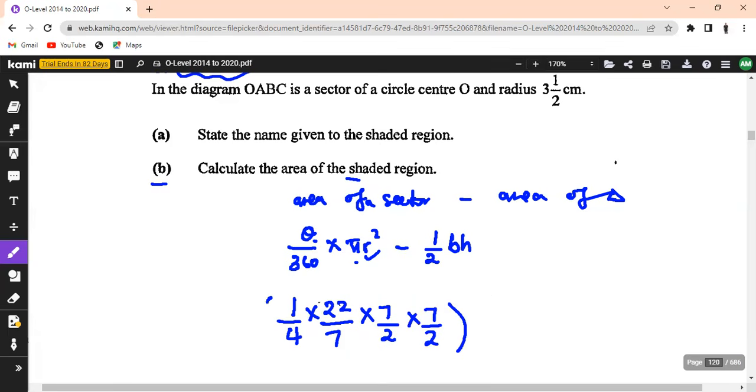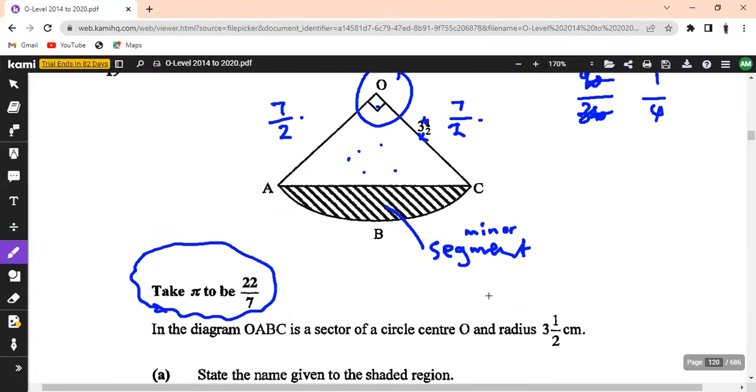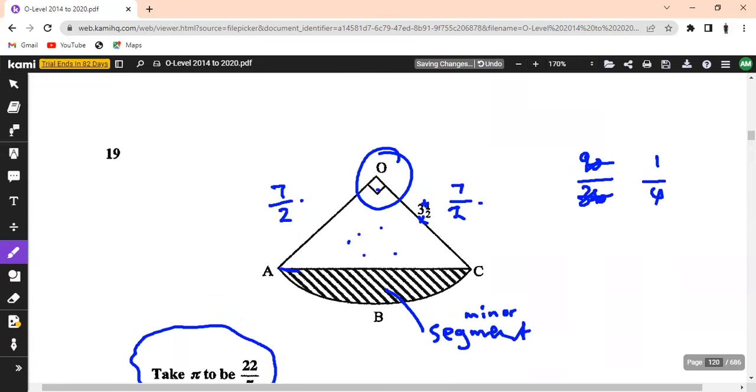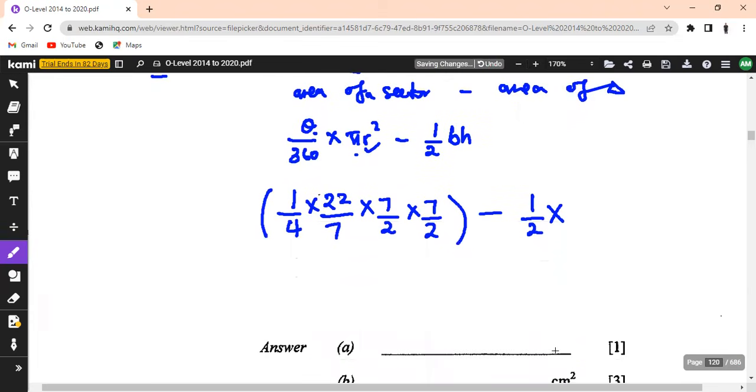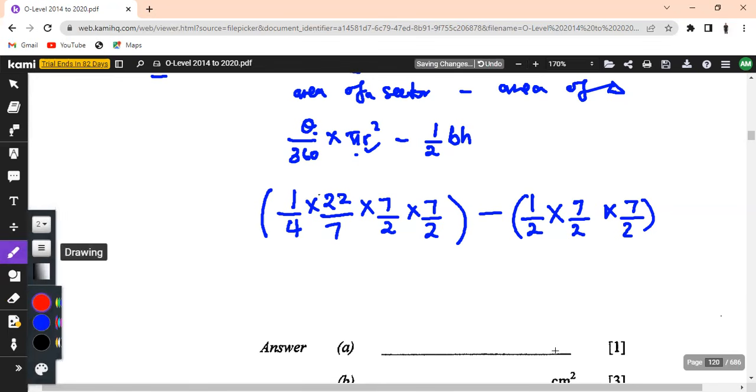So this is the area of the sector minus the area of the triangle, which is half base times perpendicular height. So it's going to be half of the base of this triangle. As you can see from our triangle, the base and the height are actually the same, the 7/2 and the 7/2. So it's one and the same thing. So it's going to be half of 7/2 times 7/2. All right, so that's what you're going to have in this case. So you play around with your values, reducing as much as you can until you obtain the exact value.